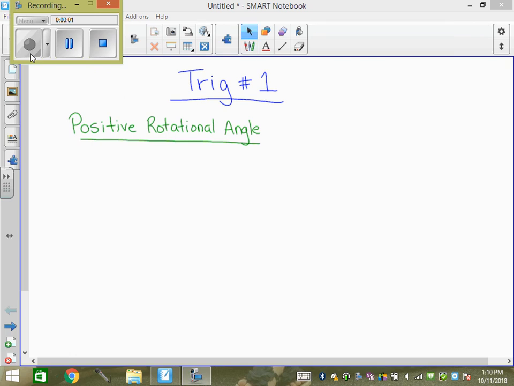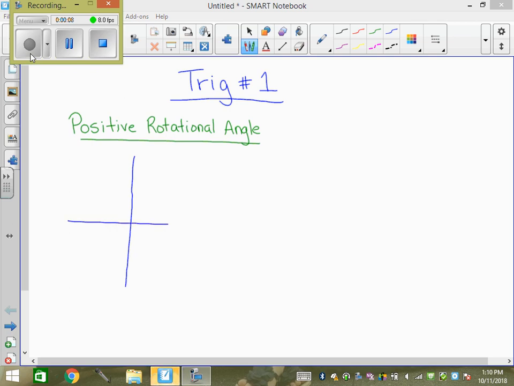So we have the positive rotational angle. A positive rotational angle is actually counterclockwise. So the first thing you should do is label your axes. And we're going to learn this stuff really well for the first little bit here in degrees, and then you're going to go into radian measure as well.